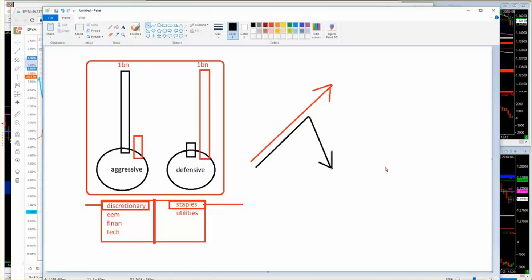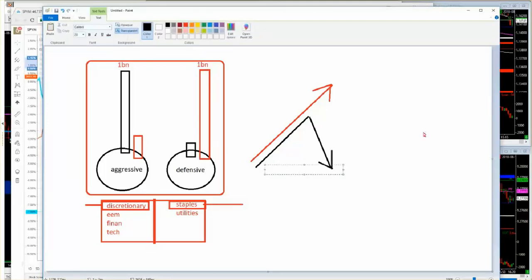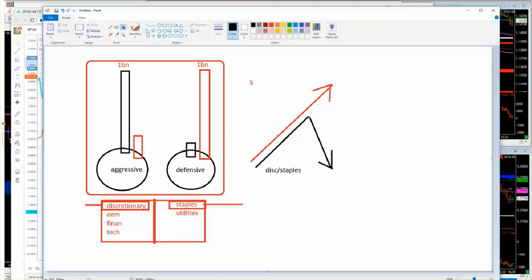If this is the discretionaries against the staples, then obviously if I'm buying lots of staples and selling lots of discretionary, my discretionary stock is going to go down. My staples stocks are going to go up because there's billions of dollars going into that rotation, and it's going to cause this line to drop, isn't it? It's pretty simple.